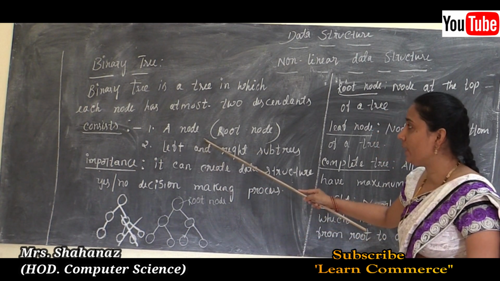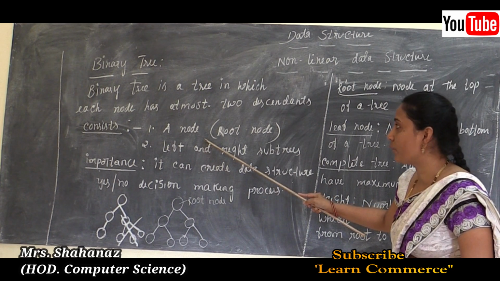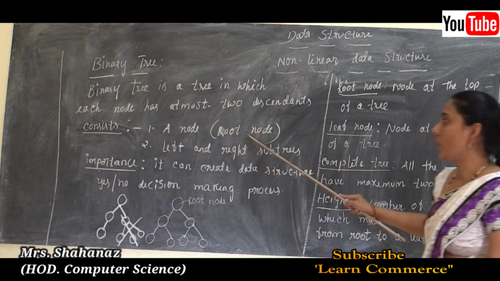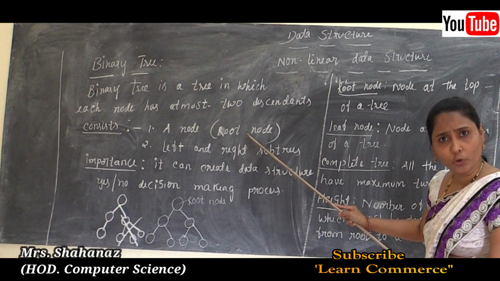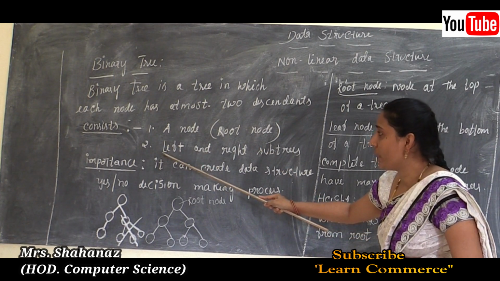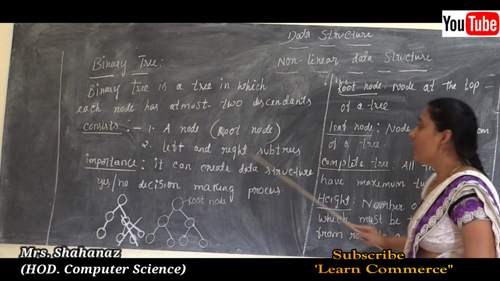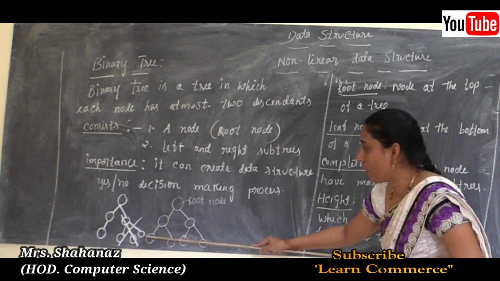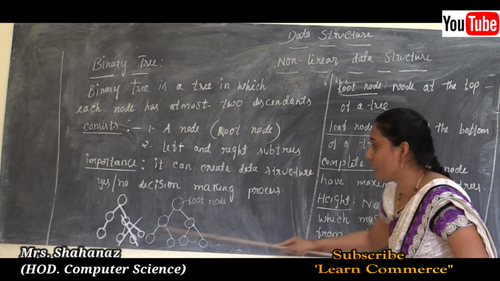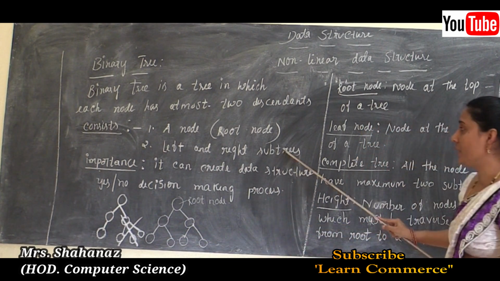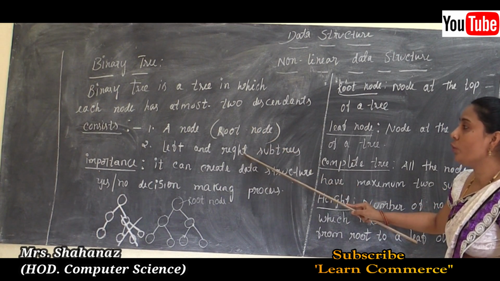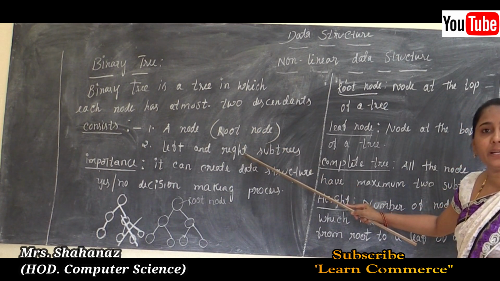That means whatever tree we are going to construct, it is going to start from a node that is called the root node here. And the second point is the left and right subtrees here. So this one is called the left and right, okay, left and right subtrees. So these are the two important parts of the binary tree.